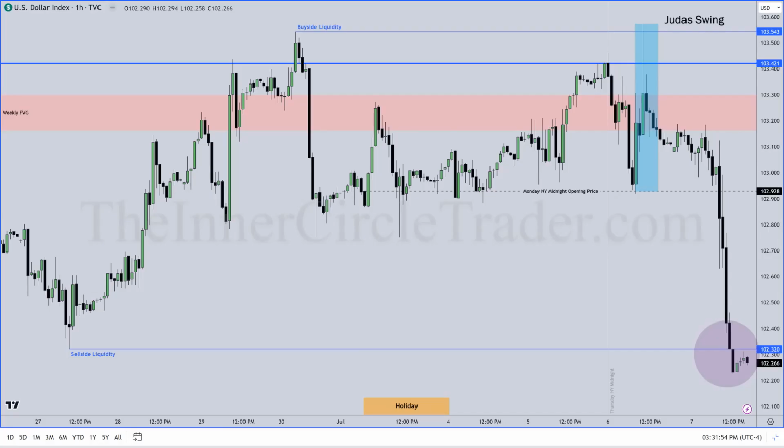All of that again is the Judas swing. So weekly power 3, we open, rally up, make the high of the week, and then trade below, all inside of the latter portions of the week, Thursday and Friday.